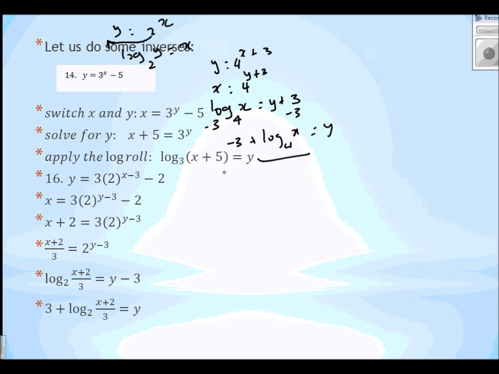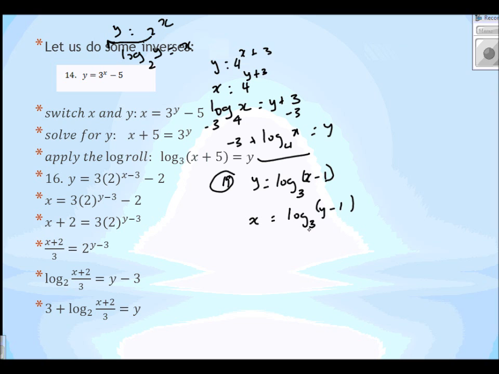Another question might be where you are given a logarithmic function and you need to find the inverse of it. So let's look at the 19th question in your worksheet, which is y equals log of x minus 1 to the base 3. So x minus 1 is in the parentheses, so even the negative 1 is inside the log. This time you have to switch x and y again. x equal to log of y minus 1 to the base 3.